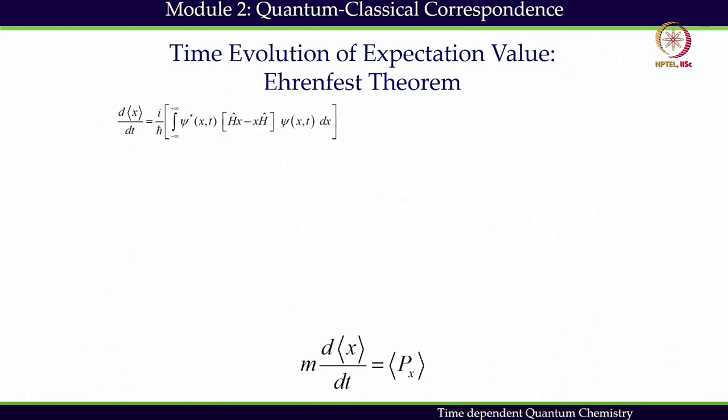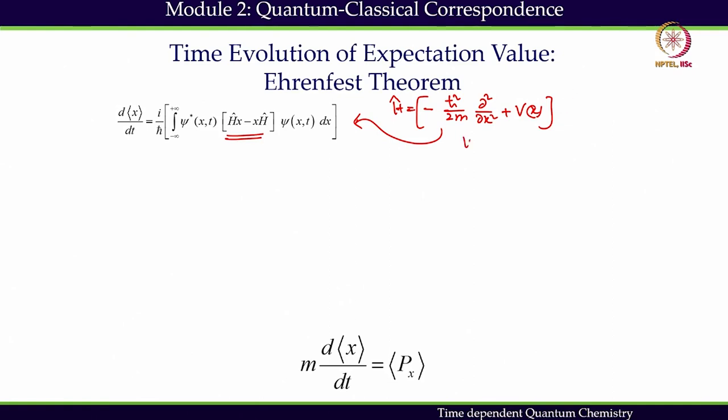We'll keep reducing it because h is the Hamiltonian operator, which we can write down as h cut square by 2m, again with a time independent potential. So we can plug that in here, and particularly we are interested in knowing this part, h x minus x h, the commutator of the Hamiltonian operator and position operator.